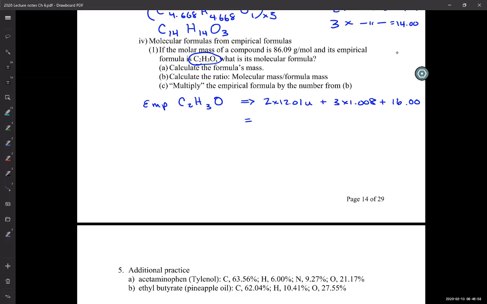Okay. What I get is 43.054. Is that what you get? No, dang it. 43.004. All right, there we go. I was carrying too many, trying to do it in my head. This is atomic mass units. Okay, so that's how much that formula weighs. That's the mass of that formula. So we call it the formula weight.